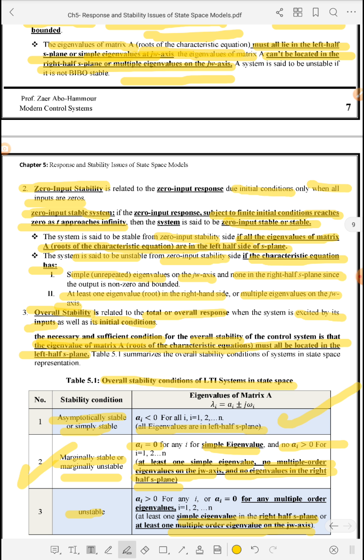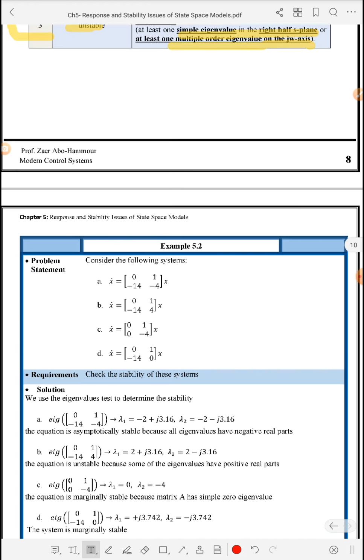And as I have discussed previously, these overall stability conditions are exactly the same conditions as we have covered in the automatic control course. The only difference is that in the automatic control course we were speaking about the roots of the characteristic equation, while here we are speaking about the eigenvalues of matrix A. So they are the same, they are not contradicting stability conditions.